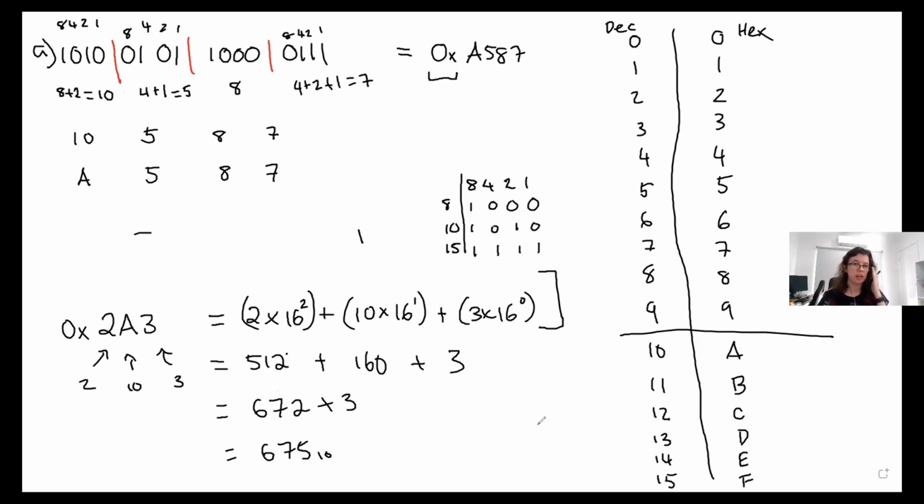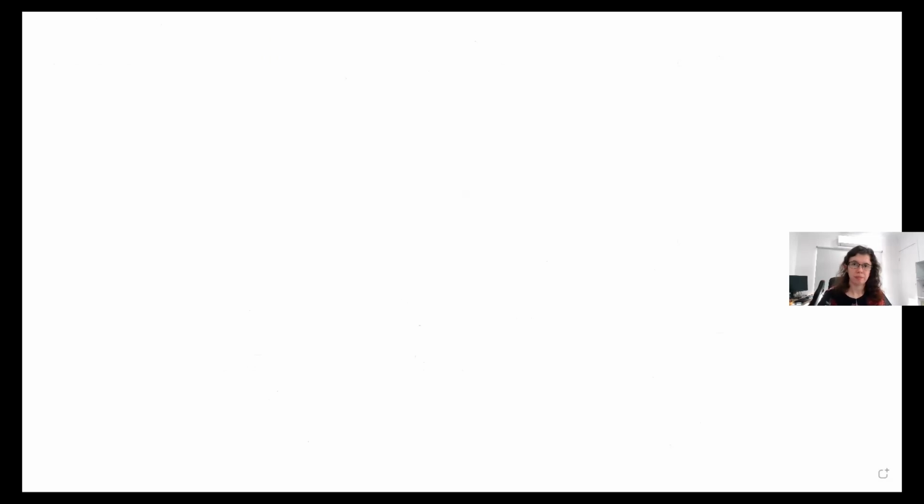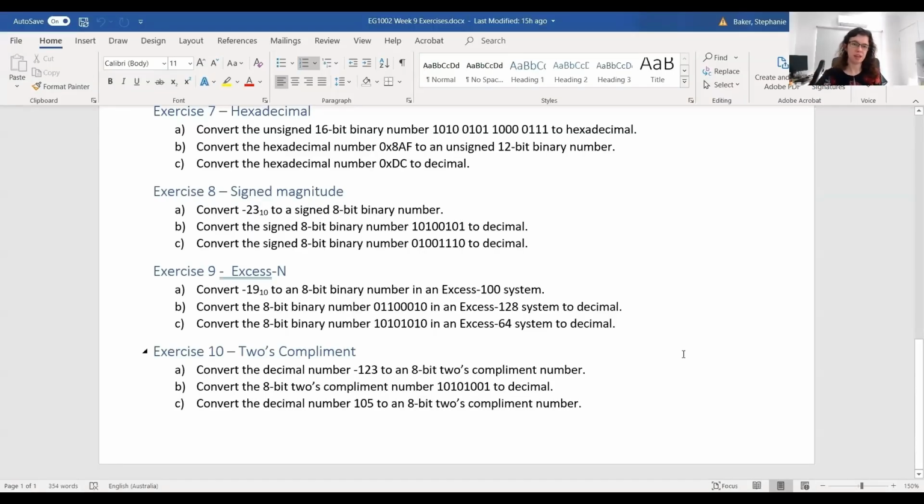Yeah, so it's the same as all of our other base n's, except we're using base 16 this time, and we have to be careful with our letters that we convert them to the correct number when we're doing the math for those. Hopefully that's reasonably clear. Moving on now to our next exercise, which is signed magnitude.